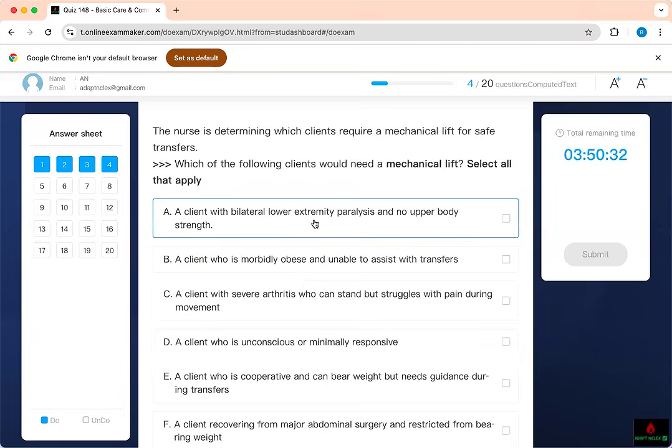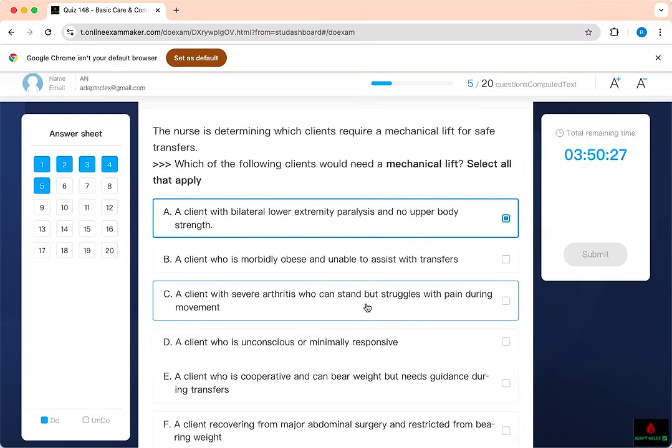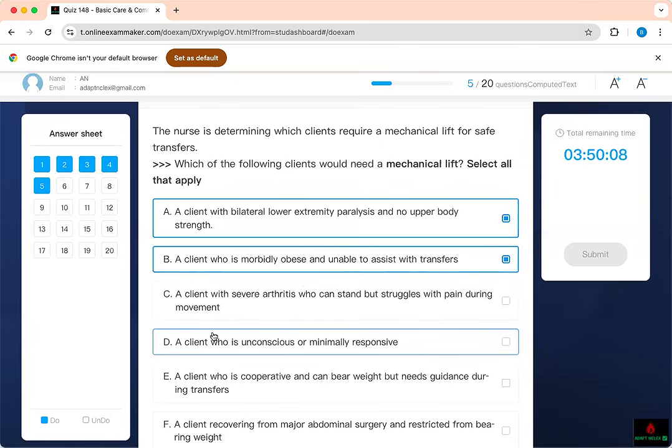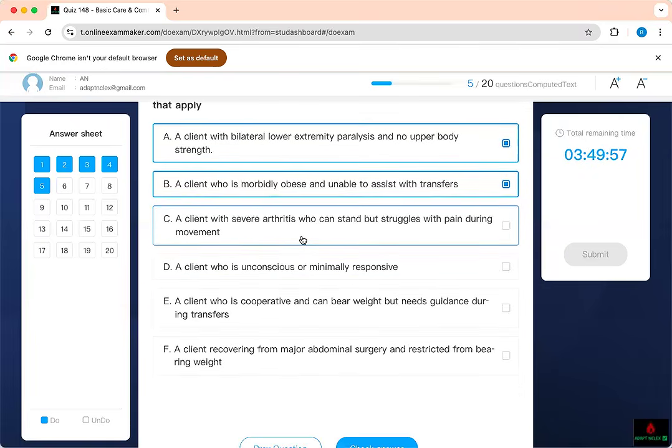A client with bilateral lower extremity paralysis and no upper body strength, can they bear weight with this? There's no way, right? A client who is morbidly obese and unable to assist with transfer, he can help you. That's the problem. A client who is unconscious, right? No, see, a client with severe arthritis who can stand but struggles with pain during movement. He can bear weight. Since he can bear weight, you should let him, and he can follow commands. So you can just assist them, but you don't need a mechanical lift.